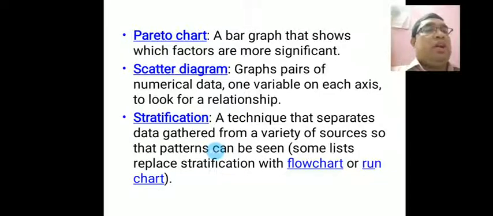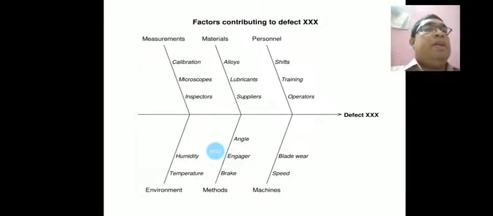Stratification is another technique, one that separates data gathered from a variety of sources so that patterns can be seen. Some lists replace stratification with flow charts or run charts. This concentration comes from Ishikawa.